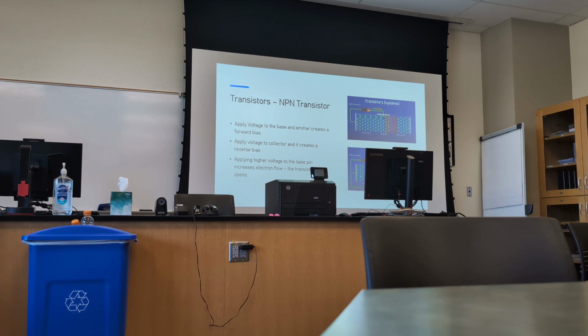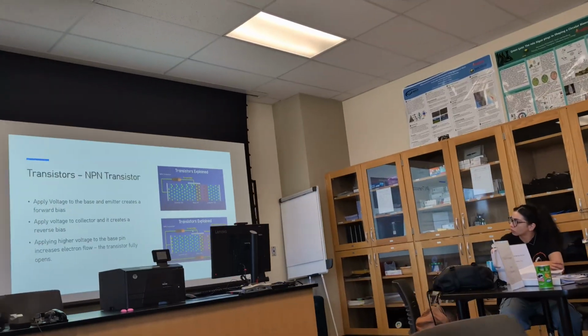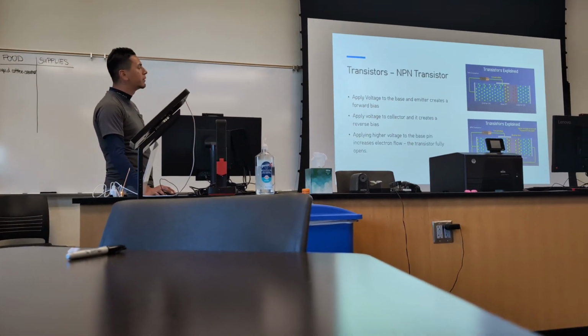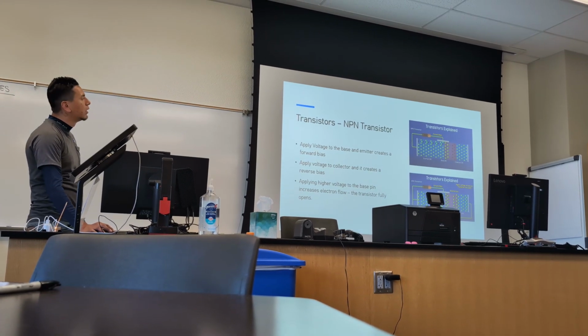When we apply voltage here, there's a Coulombic attraction, and also I want to say the best way I can give it is electrons start to push on each other, and they jump the gap over the depletion region. Once you apply any voltage higher than 0.7 volts, the transistor fully opens and electrons start to flow. So you'll see kind of like a logic gate.